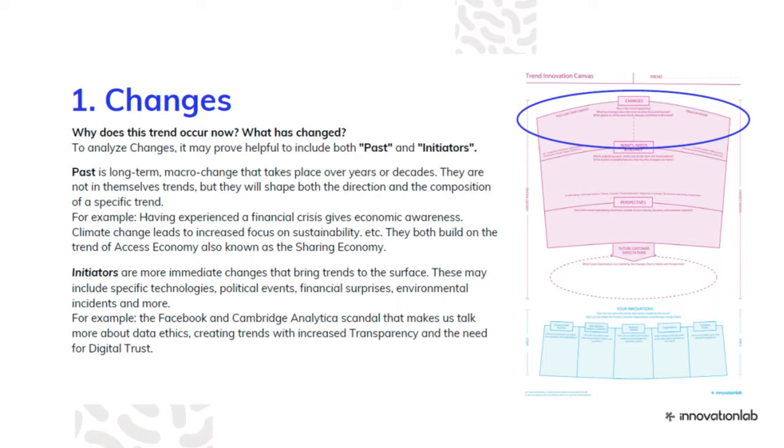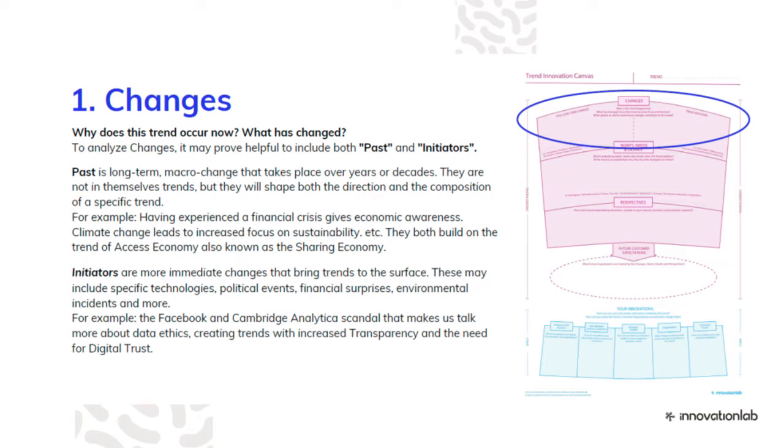In the understanding part, or the analysis part, you have to start with the change. In order to understand the trend in depth, it is necessary to find out the cause of the trend and what triggered it. Cause is social change that takes place over a number of years. Causes are in themselves not trends, but will shape the direction and the consistency of the trend.